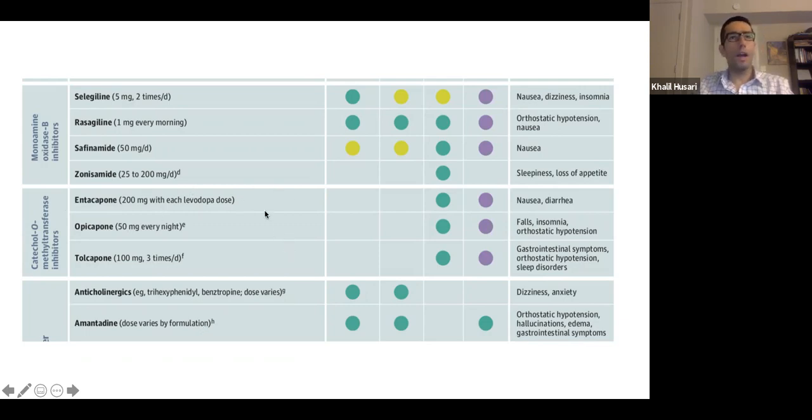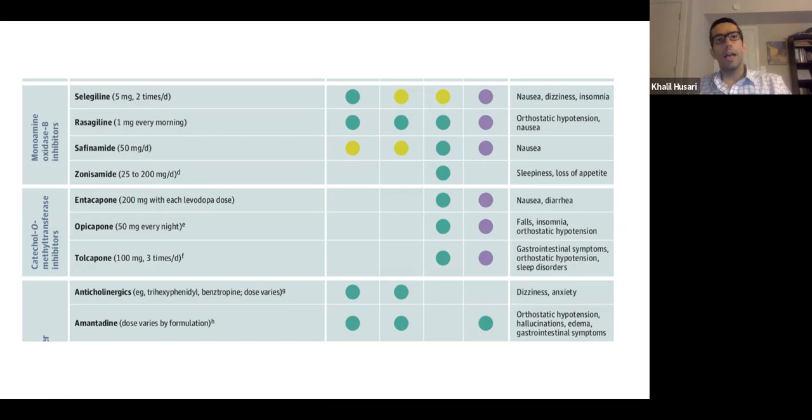We also usually try anticholinergics, particularly in young patients who are tremor predominant, so a lot of tremor. You can give them anticholinergic medication, for example, benztropine or trihexyphenidyl. And amantadine is an NMDA antagonist, and it works for something called dyskinesias.